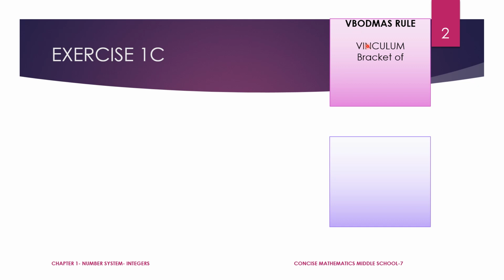After solving the vinculum, you should check the bracket. What arithmetic operations are there in the bracket? In the bracket, you need to give the first preference to division. Division should be given the first preference. Later on, multiplication and addition. Last is subtraction. So this is the order that you need to follow. VBODMAS.